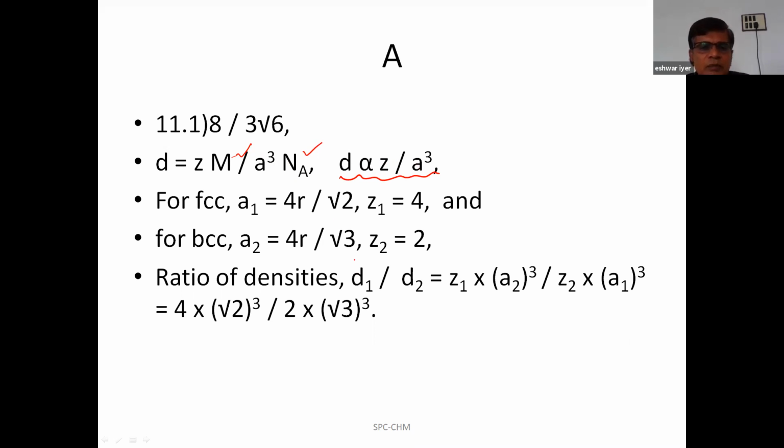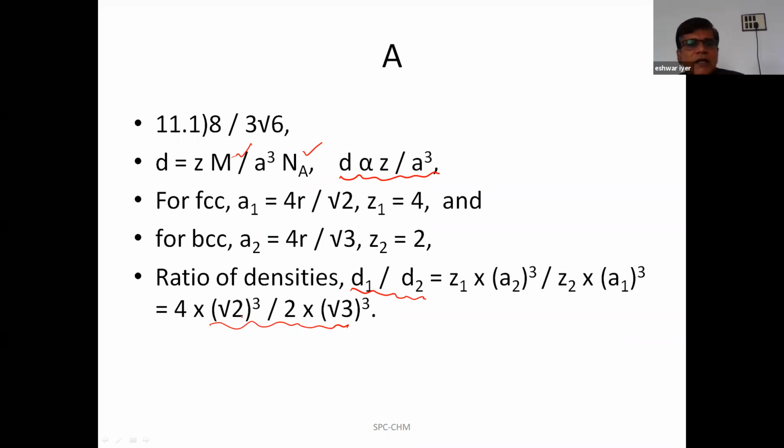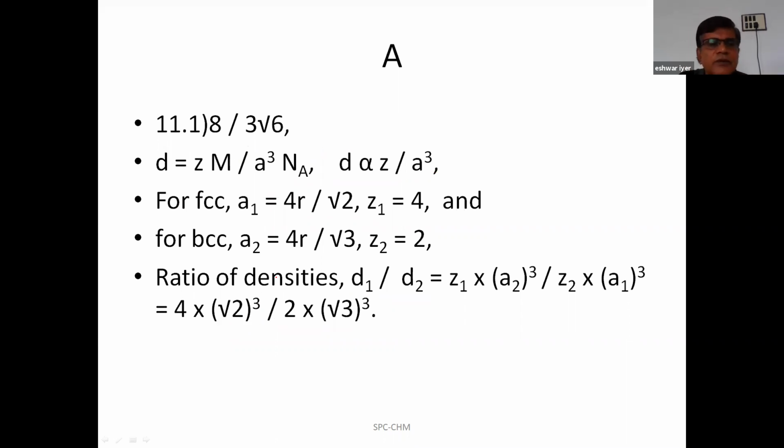So if you substitute them as 1 and 2, in both cases, substitute 1 and 2 and take the ratio of density, finally this formula substitution comes. That can be further simplified, finally the answer 8 divided by 3 root 6. So I'm going to send the answer and working document also after the class is over. After class, the next day I'll send the answer and working, you can download it and use it.